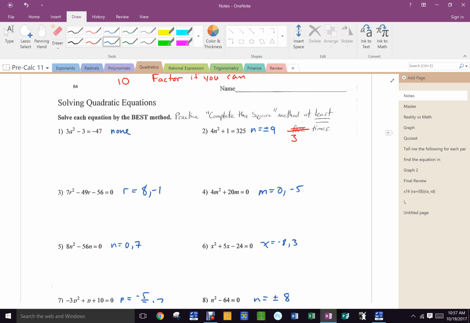Number 2 and 4. Okay, that's 4. Four n squared minus 324 equals 0. That's a difference of squares. 2n minus 18, 2n plus 18. Then you factor out the 2, and you get n plus 9, n minus 9 equals 0. Plus or minus 9.